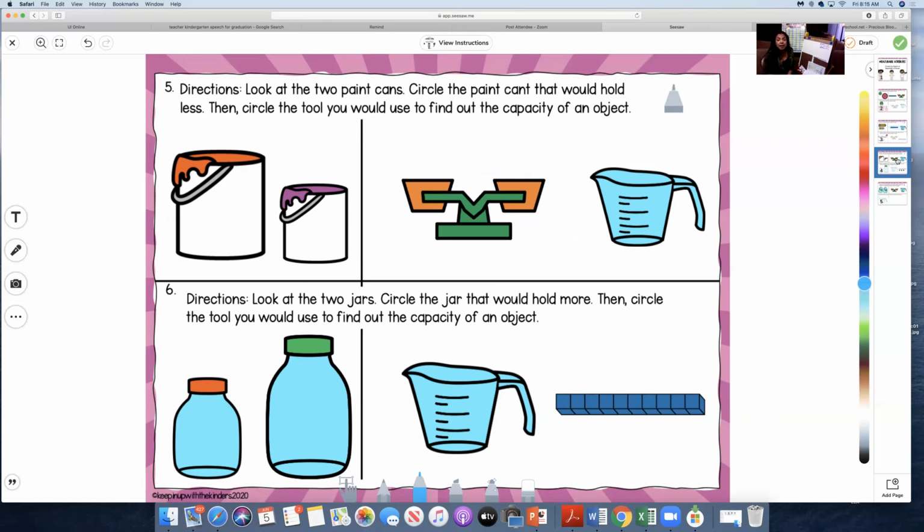Okay, and how will you find out the capacity of the object? How do we measure that? How do we find out how much is in there? Okay, remember what I did with my rice, okay?